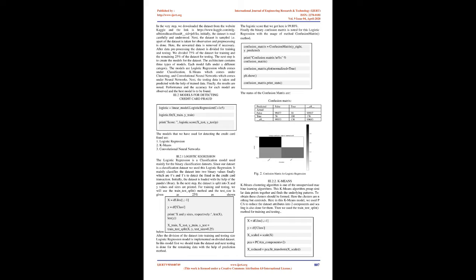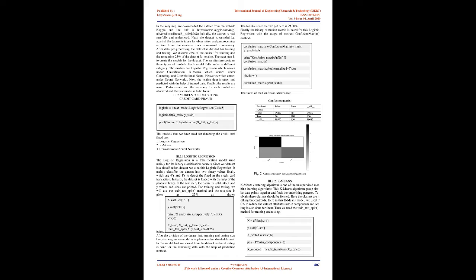The models that we have used for detecting the credit card fraud are 1. Logistic regression, 2. K-means, 3. Convolutional neural networks. 3.2.1 Logistic regression. The logistic regression is a classification model used mainly for the binary classification datasets. Since our dataset is a classification dataset, we use this logistic regression.